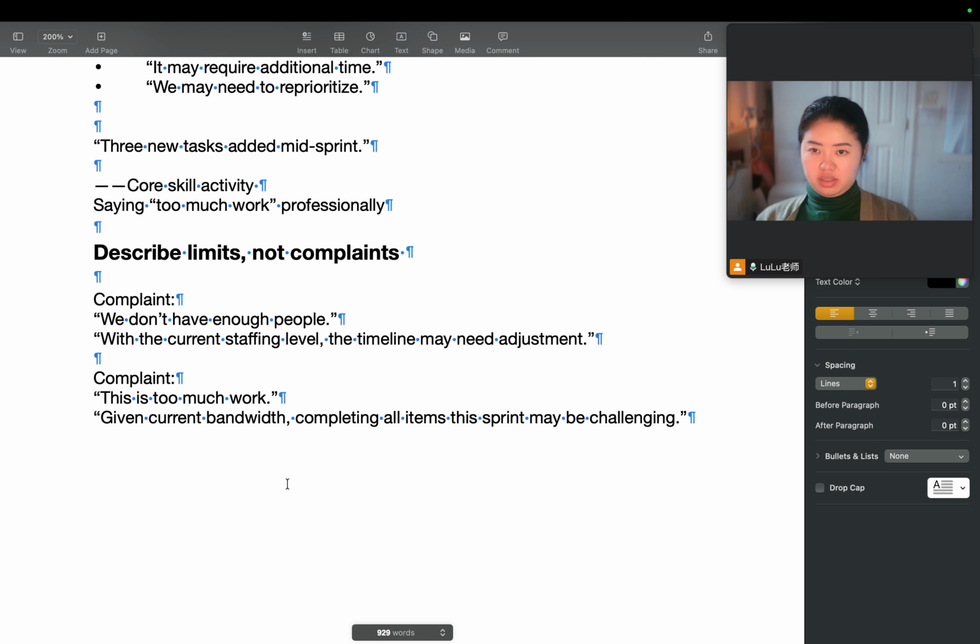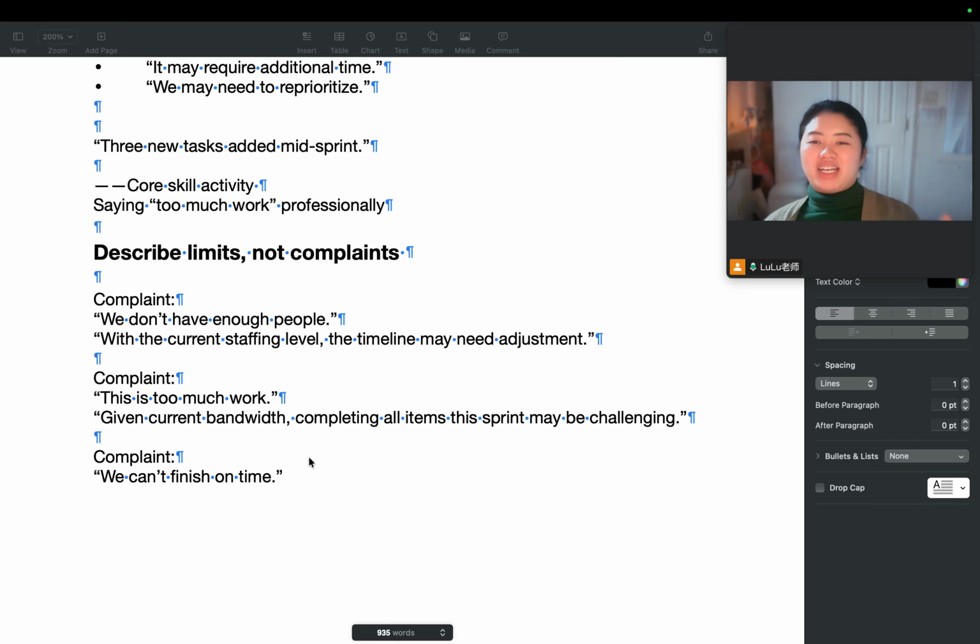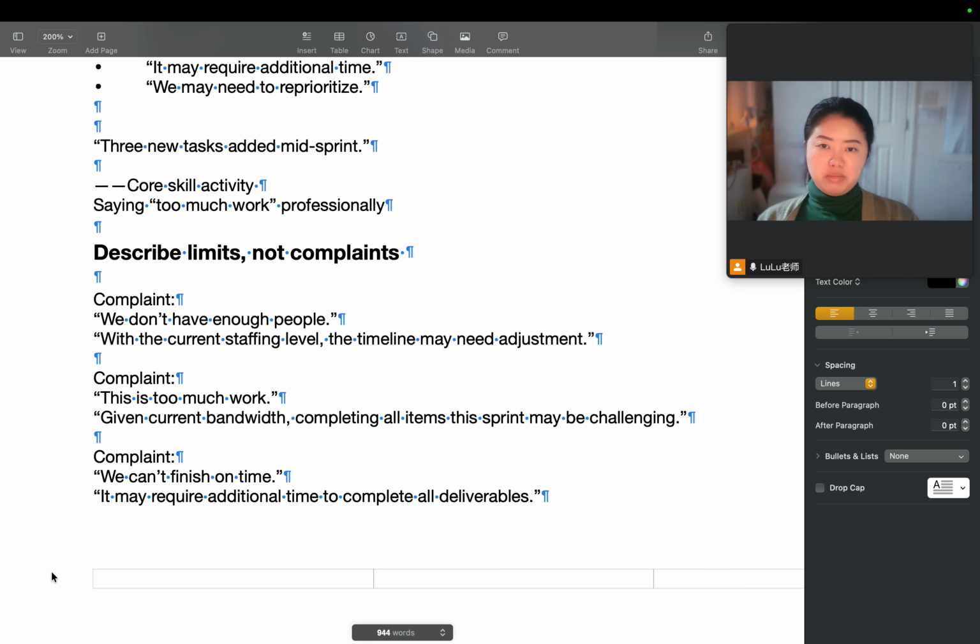Another complaint. We can't finish on time. I would ask my student to consider what will be affected if you cannot finish on time, and what you will need because you can't finish on time. Think about those two things as you come up with your answer for the professional way to say this. It may require additional time to complete all deliverables. You try. Excellent. I'm going to underline each complaint.